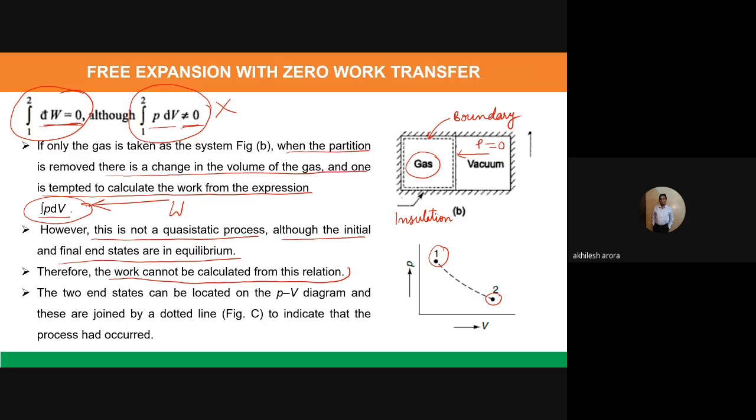Two end states can be located on the PV diagram, and these are joined by a dotted line to indicate that the process has occurred. So once again, it's not a quasi-static process. We are joining by dotted lines only. Okay, so I hope this is clear.